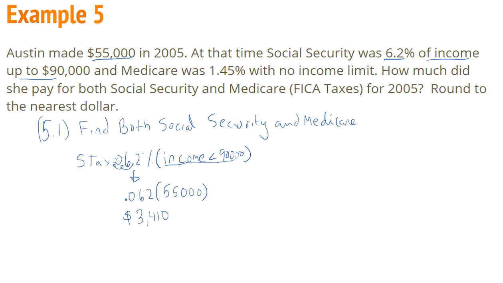Now we're going to find our Medicare tax. And the Medicare tax was 1.45% with no income limit. So Medicare was equal to 1.45% of income. So because there's no limit, and I'm still making $55,000, we just substitute in the $55,000. We convert the 1.45% to 0.0145, and then we multiply to find our Medicare tax.